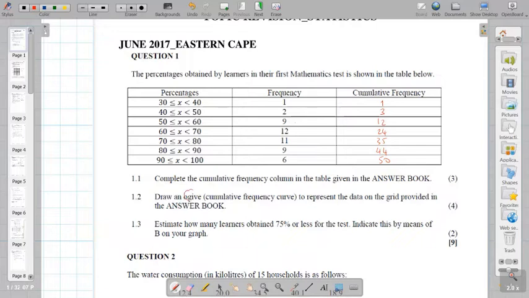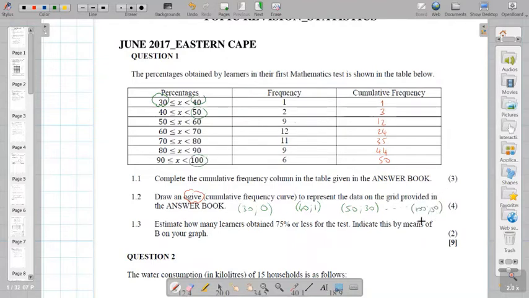And drawing the ogive, what was important here, let me just remind you, we must have an x-intercept at 0. So that point is important. So we must have 30 and 0 plotted. That's one coordinate. And the other points are all the upper boundaries, like 40 and then 1. The next point we will plot is 40 and 1. And then it's going to be 50 and 3. So it will carry on like this until the last one will be 150. So the last coordinate we plot is 150.